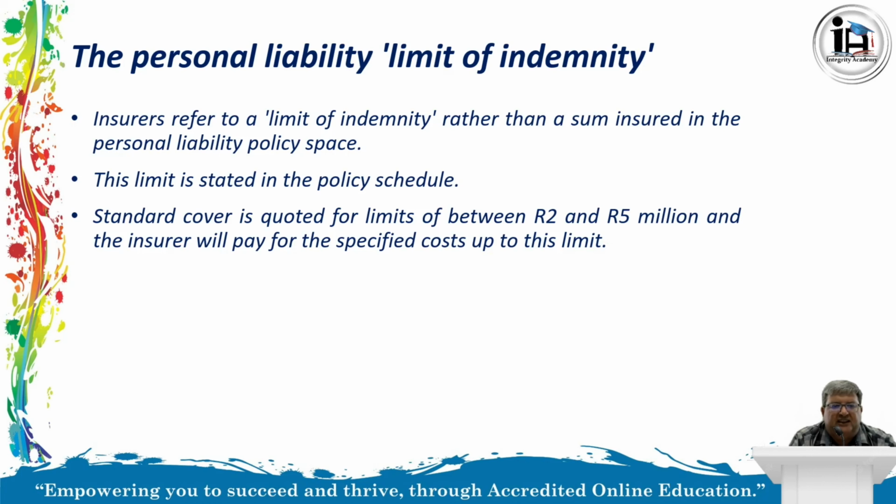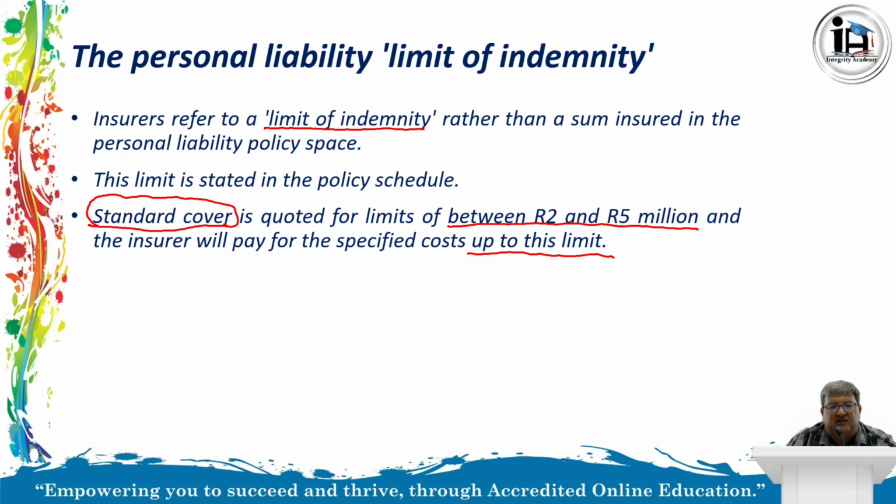In other words, there's a limit. That word says it. There's a limit to the indemnity, rather than a sum insured in the personal liability policy space. This limit is stated in the policy schedule and standard cover. Your standard cover is quoted for limits between 2 Rand and 5 million Rand. And the insurer will pay for the specified costs up to this limit. So please know the limits for standard cover is between 2 Rand and 5 million Rand.